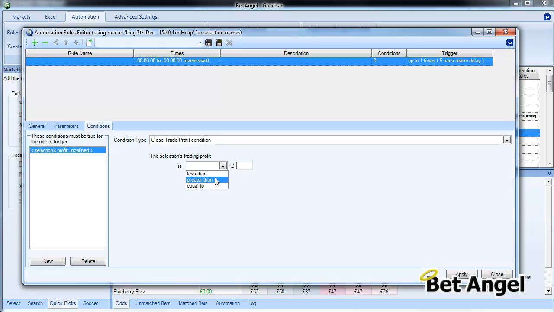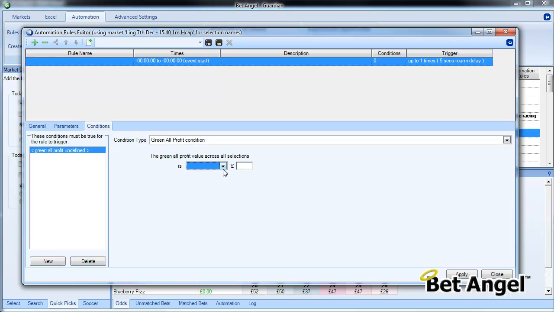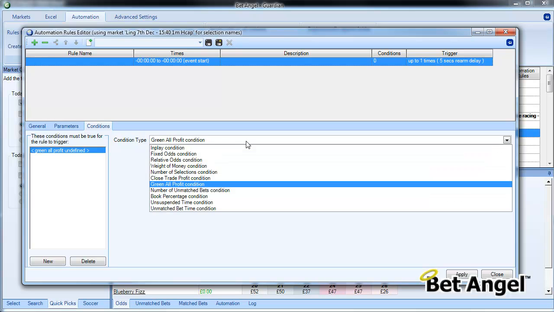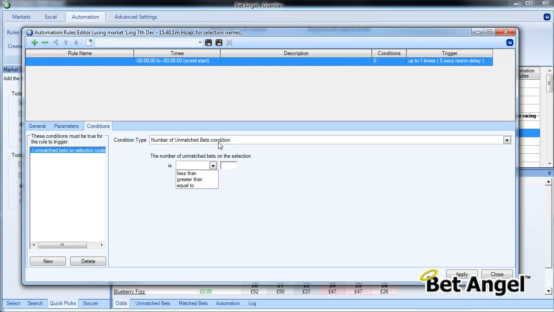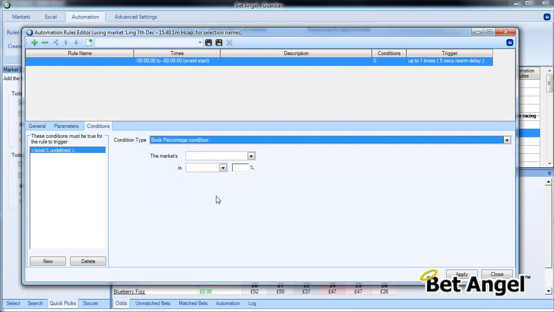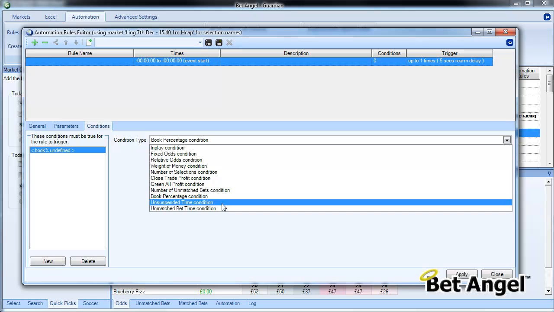Close all trading profit, is my profit greater than, less than. Green all profit condition, is the amount of profit that I've got in the market greater than, less than. How many unmatched bets are there in the market at the moment? What is the book percentage? The market's back or lay book percentage is greater than, less than, whatever percentage you're hunting down.